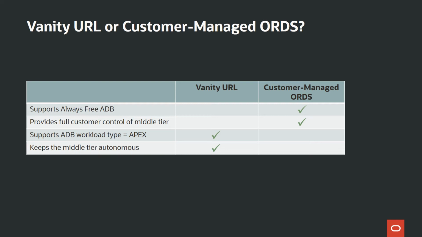And also, as I mentioned, Vanity URLs keep the stack autonomous. You know, we take care of the things that you expect in an autonomous offering. Whereas with Customer Managed ORDS, you do have a full customer control middle tier that you're responsible for. And there are certain things that you need to do in terms of configuring it, updating it, monitoring, tuning, troubleshooting, periodic upgrades. Those are the customer's responsibility with Customer Managed ORDS. So those are some of the key points that you need to be aware of, and they're both great solutions. They have slightly different strengths. Pick the solution that meets your business requirements.